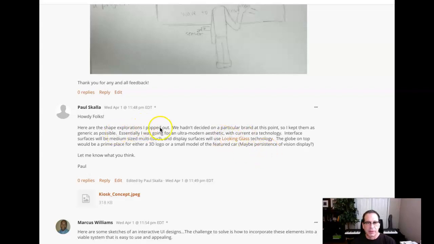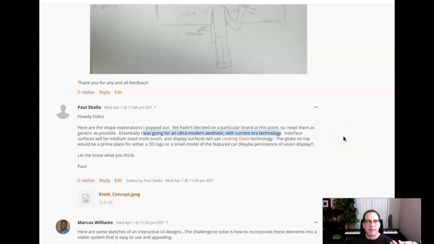Here are the shape explorations I popped out. We hadn't decided on a picture brand. That's okay. The brand itself at this point is irrelevant. So I kept them as generic as possible. Essentially, I was going for ultra modern aesthetic with current era technology. You know, in the deep dive immersion, you don't really have to limit yourself to current technology.